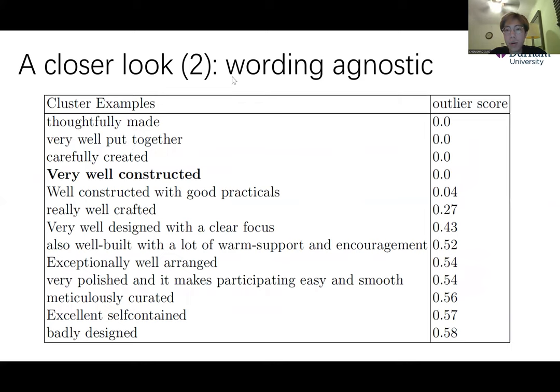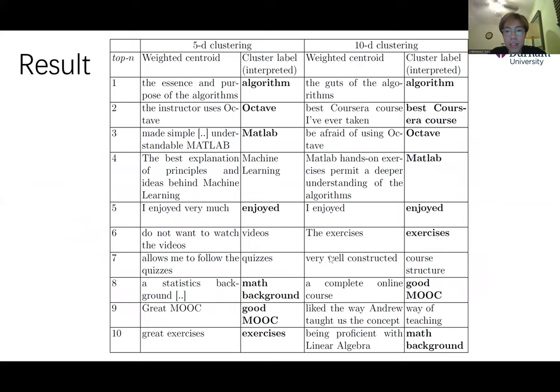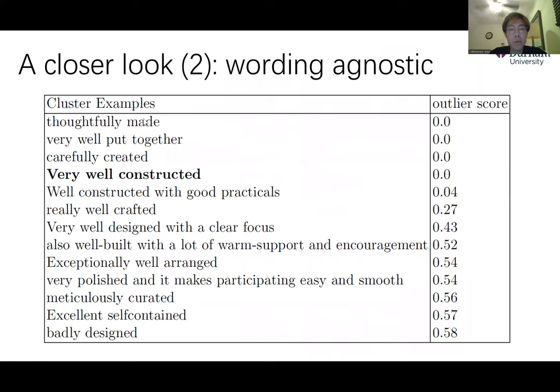And we also find our pipeline is extremely powerful in terms of being wording agnostic. Taking the seventh largest cluster under 10D clustering as a sample, the centroid phrase is computed as "very well constructed". In this cluster, almost no verbatim forms of the same words are presented. They can be saying thoughtfully made, very well put together, carefully created, very well constructed. And they can also be talking about excellent self-contained, which is a weird expression, right? Meticulously curated. We can also see that both positive and negative sentiments are expressed here, but they're still identified as the same aspect-level, similar cluster.